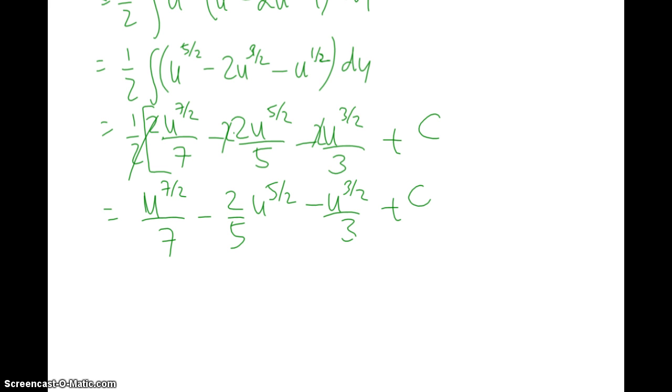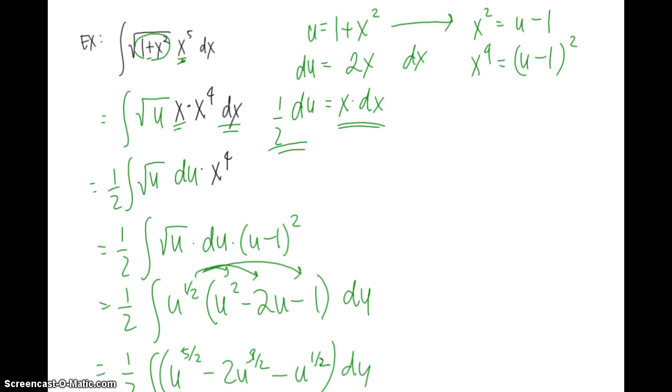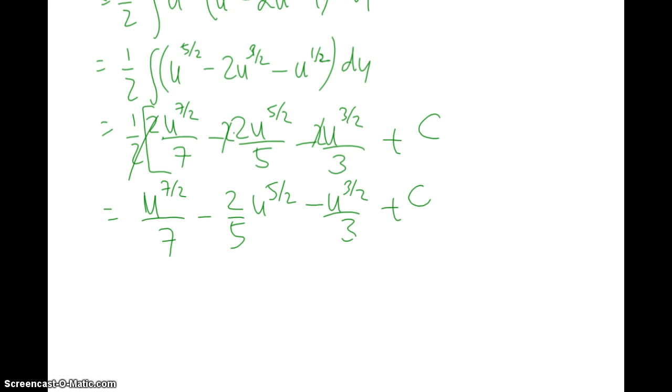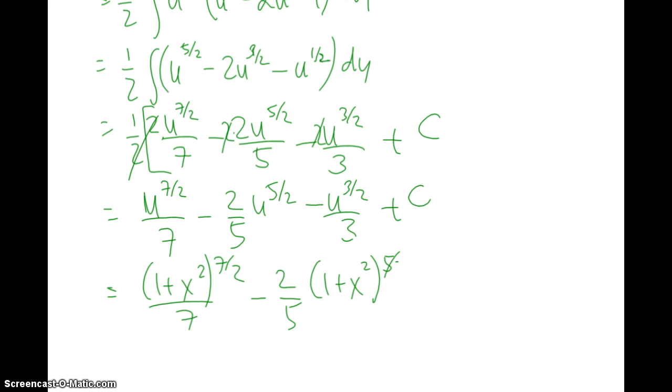And then, of course, there is no u in the original problem, so we must replace all the u's with 1 plus x squared. So I get 1 plus x squared to the 7 halves over 7 minus 2/5, 1 plus x squared to the 5 halves plus 1 plus x squared to the 3 halves over 3 plus c.